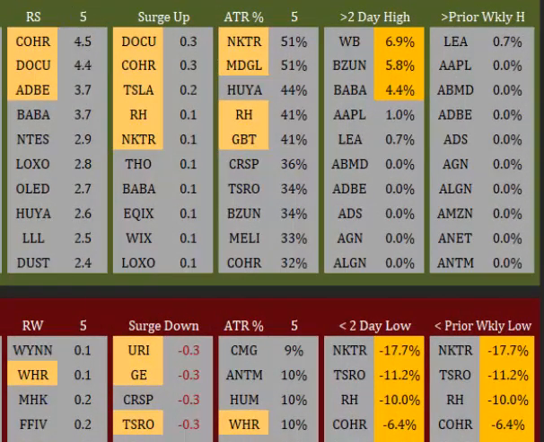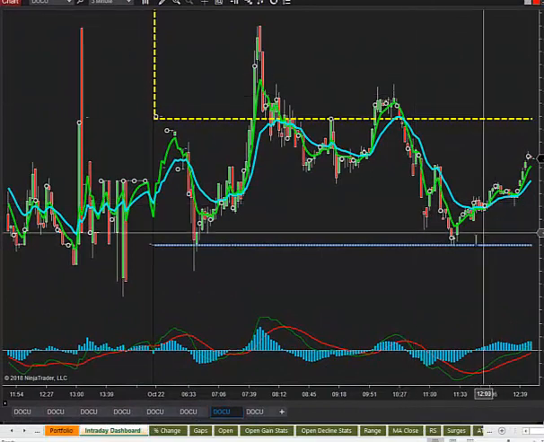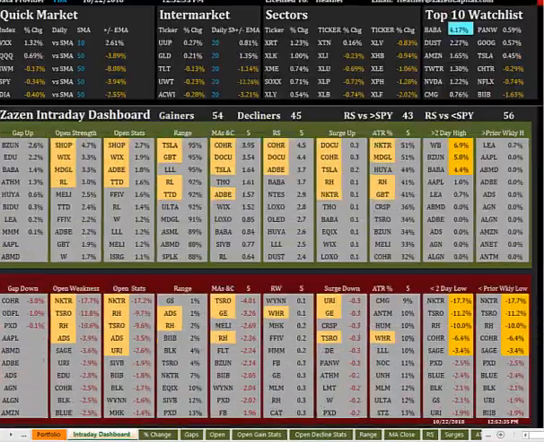The next we have is just relative strength and relative weakness. The higher the number, the stronger the relative strength over the last 5 periods, so over the last 15 minutes. And you can adjust these intervals. So here's DOCU, and it has been in a little uptrend, showing some relative strength over the last 15 minutes.